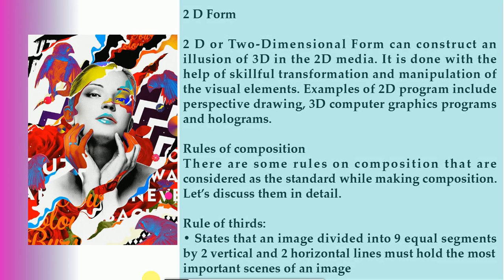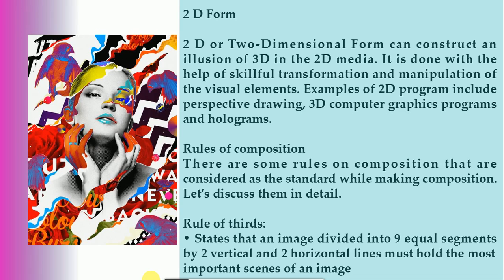(2D) or two-dimensional form can construct an illusion of 3D in the 2D media. It is done with the help of skillful transformation and manipulation of the visual elements. Examples of 2D programs include perspective drawing, 3D computer graphics programs and holograms.